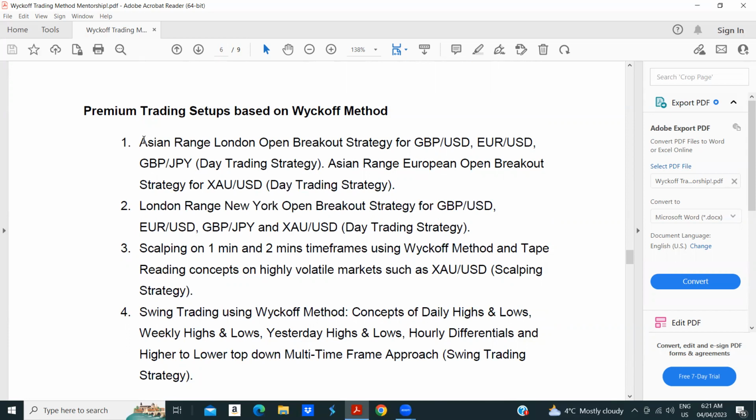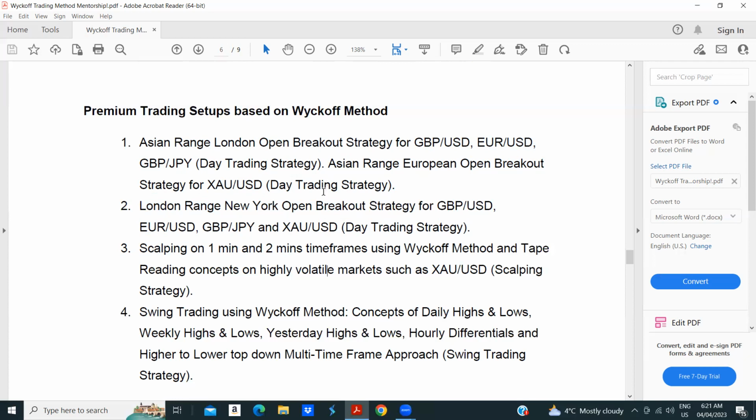So this would be the Asian range London Open breakout strategy for GBP/USD, EUR/USD, and GBP/JPY day trading strategy. And the Asian range European breakout strategy for gold. Similarly, we will also develop the London range New York Open breakout strategy for GBP/USD, EUR/USD, GBP/JPY, and gold. So these two are the day trading strategies.